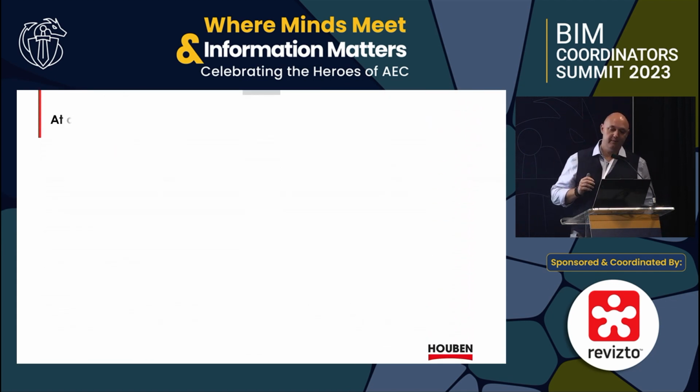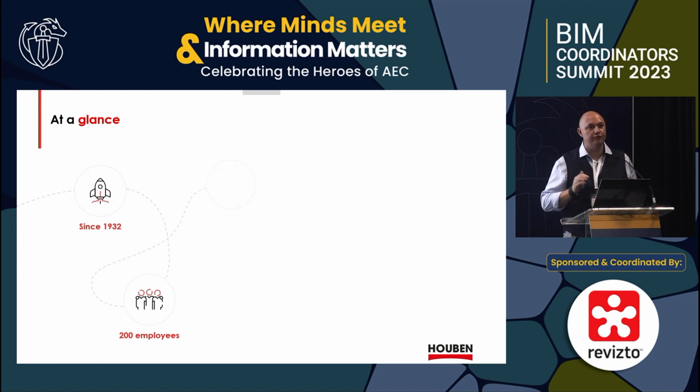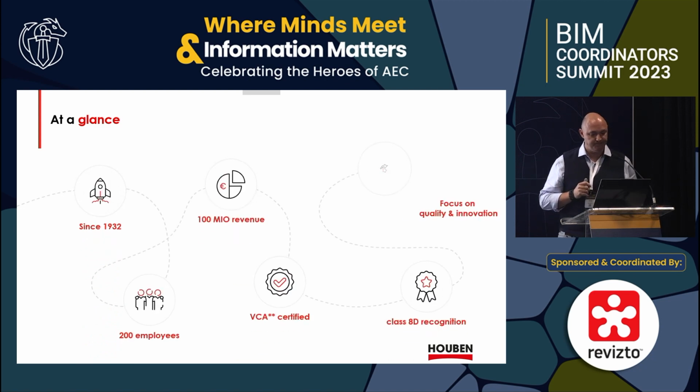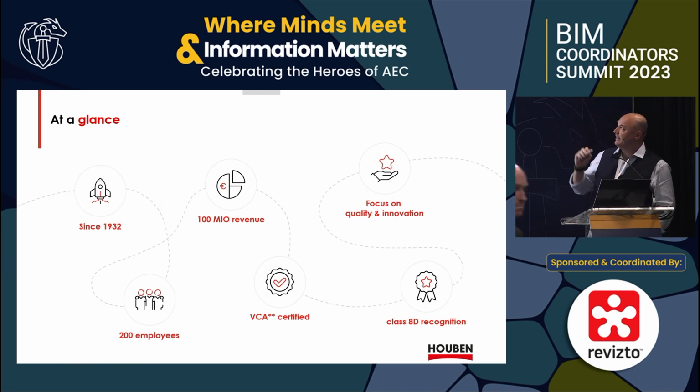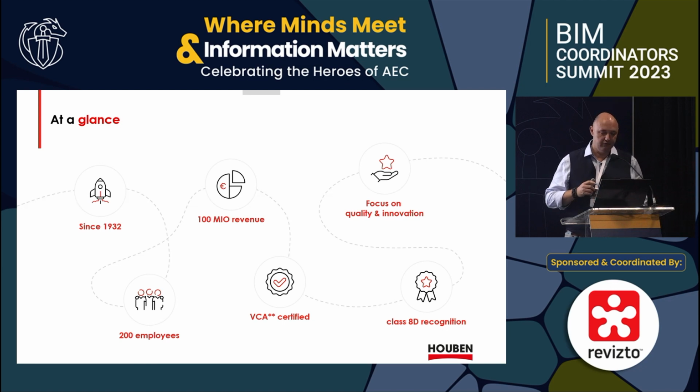Now, as I said, I'm a BIM coordinator from Belgium. I work for Houben, a construction company. It was founded in 1932 as a family business and still is a family business. At this time we have more than 200 employees. We have a nice revenue, so a healthy company. We have the Class 8D recognition, which means very big projects for my job, so very interesting. And the main focus of the company is quality and innovation.